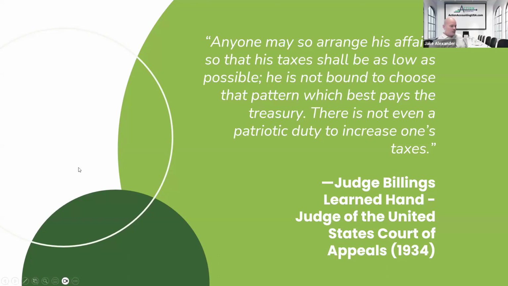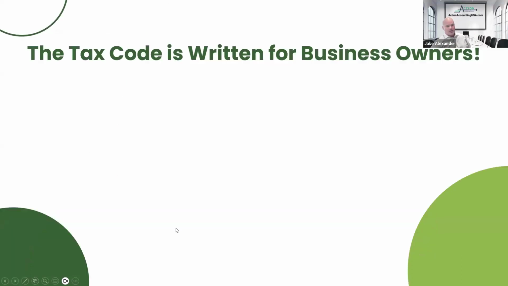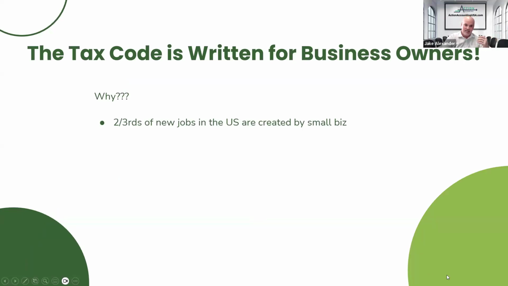If you're on this webinar, you're obviously interested in saving money on taxes, and that's exactly what we help our clients do. And so to me, understanding a little bit, like I said, the difference between employees and business owners and what the tax code really is and who it's really written for: it's written for business owners. And why is that? It's because two-thirds of new jobs in the United States are created by small business owners. 40% of all economic activity is attributed to small business.